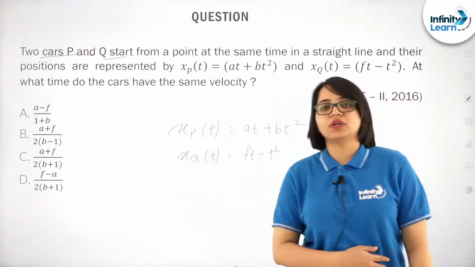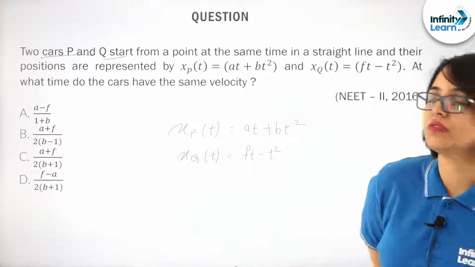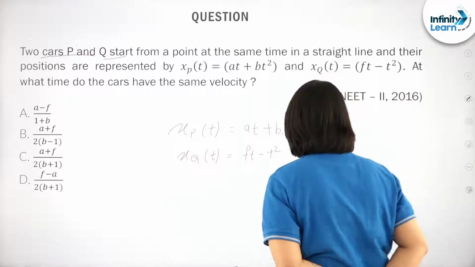xp(t) and xq(t) are given, right? So if you differentiate xp, you'll get vp. If you differentiate xq, you'll get vq.